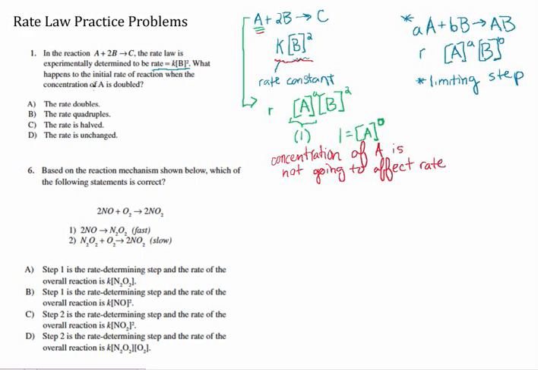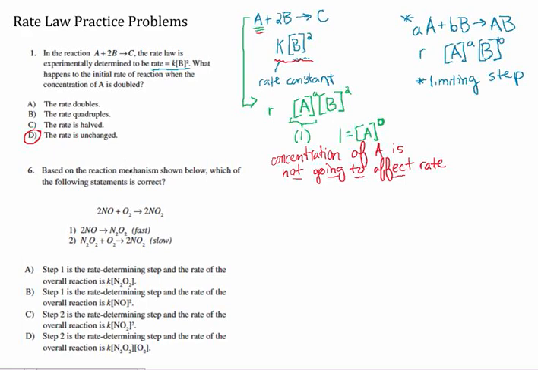So if we look back to our original question, they're asking you, what's going to happen to the initial rate of reaction when the concentration of A is doubled? Well, again, it's not going to do anything. It's not going to affect the rate at all. So my answer here must be D, the rate is unchanged. Okay, phew.